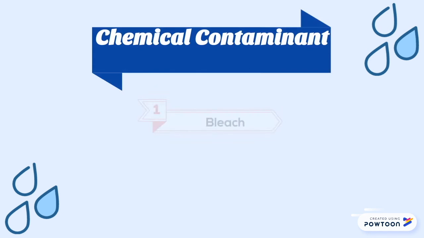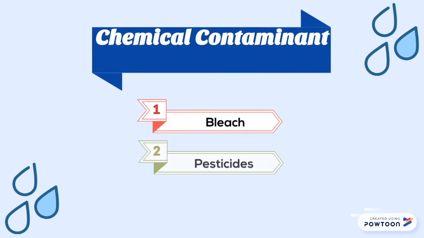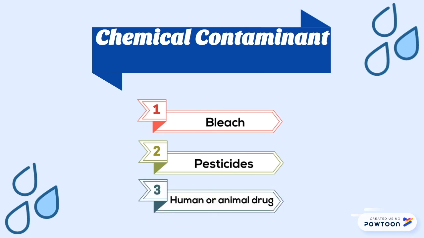Chemical contaminants. This contaminant can be either elements or compounds. It occurs naturally or is man-made. Chemically contaminated water can be very hazardous to human health. Examples are bleach, pesticides, and human or animal drugs.